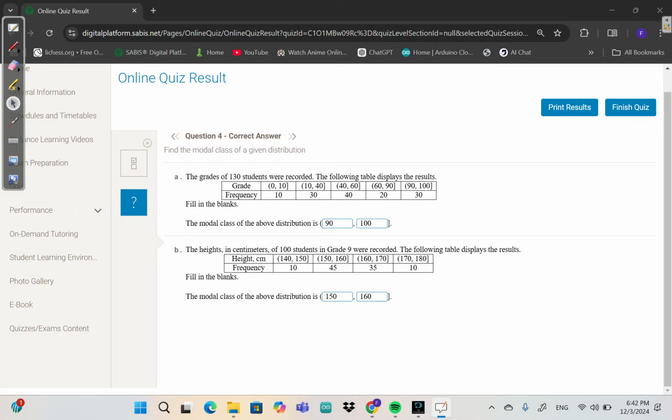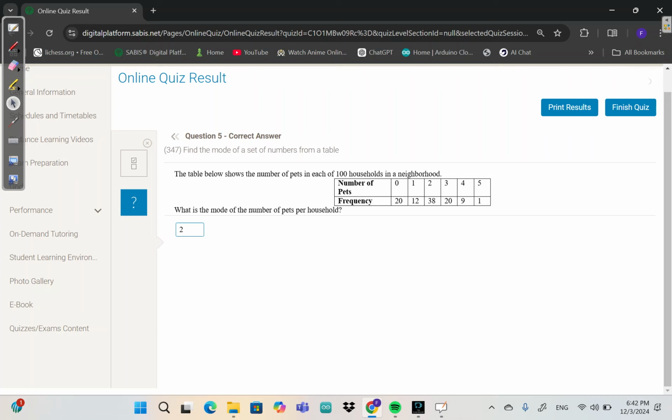Next question. Okay, mode is just the highest repeated frequency. So here 0 is 20, 1 is 12, 2 is 38, 3 is 29. The highest is 2 with 38, so our mode is 2.